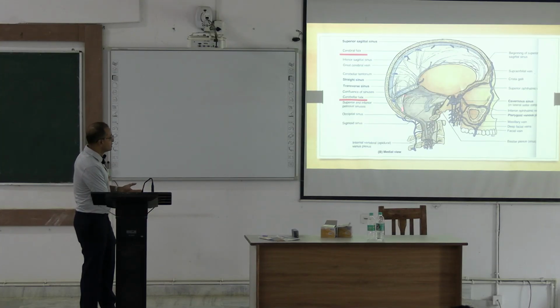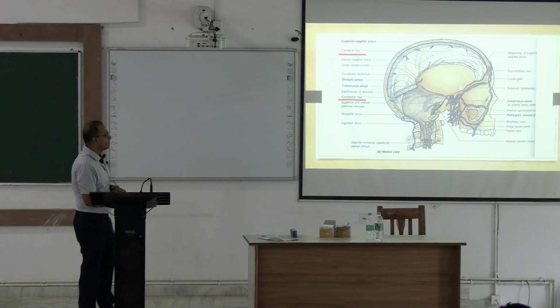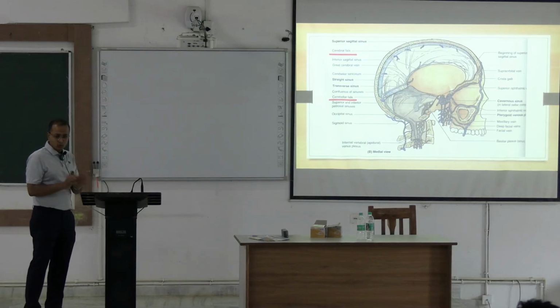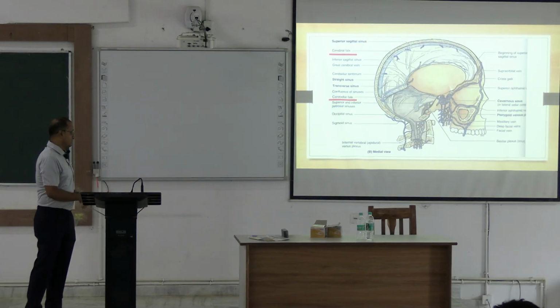So, Falx cerebelli, sickle shaped, has an anterior free margin and a posterior attached margin, extending above from the under surface of the tentorium cerebelli. Below, it is attached to this particular crest of the occipital bone, which we call the internal occipital crest. Where are they present? They are present between the right half of the cerebellum and the left half of the cerebellum. This is how this particular Falx cerebri and Falx cerebelli are placed. These are the two entities, how they are placed.